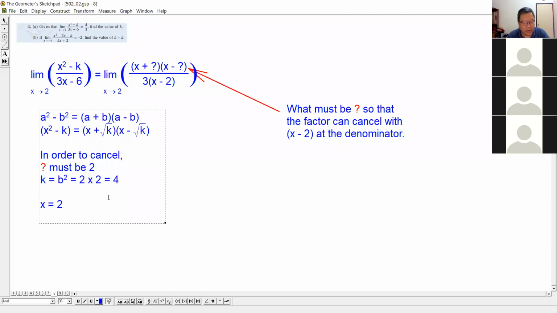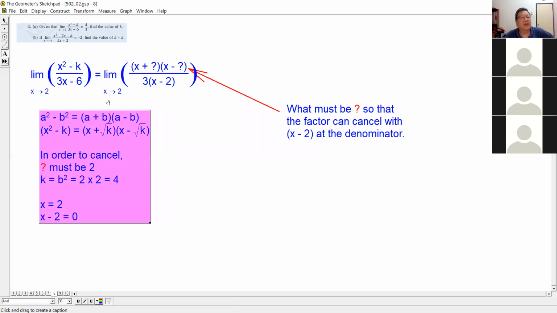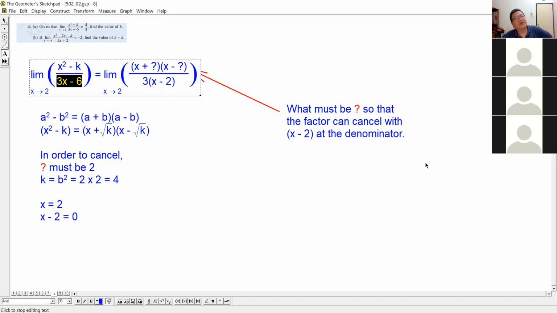Now if x equals 2, that means x minus 2 must be a factor. x minus 2 is a factor. So when I look at the bottom here, the denominator, I cannot see x minus 2 as a factor. So I try to factorize. When I factorize, take out the common factor 3, so I have 3 bracket x minus 2. Now you see the reason why they say as x approaches 2. As x approaches 2. Okay. So far, okay or not?